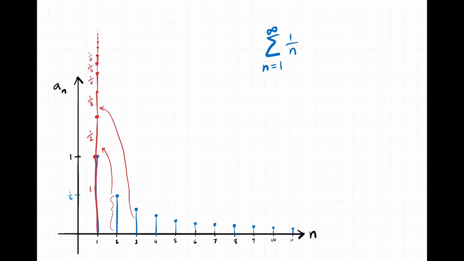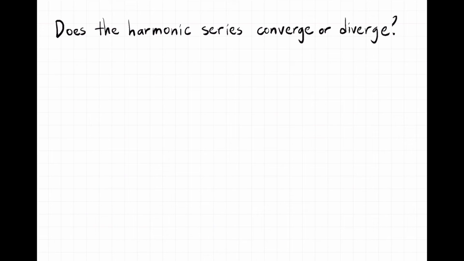Now, if you look at this, it gives the impression that maybe it is actually approaching some final sum that is a finite height here, which would indicate that this thing has a limit. But we shouldn't assume that. In fact, let's try and explore whether this series actually has a sum or not, whether it converges or diverges. So does the harmonic series converge or diverge?